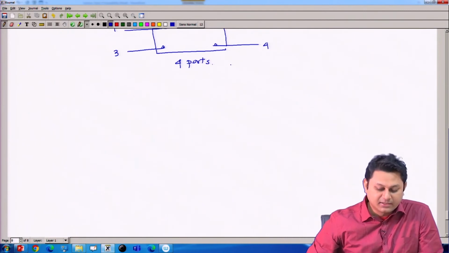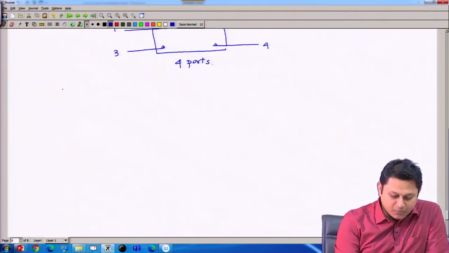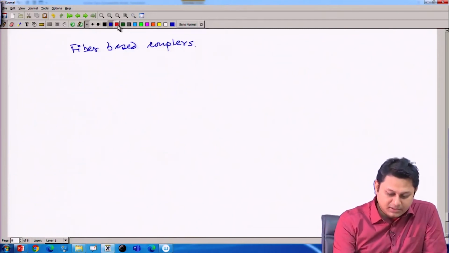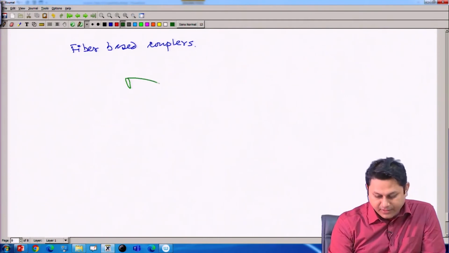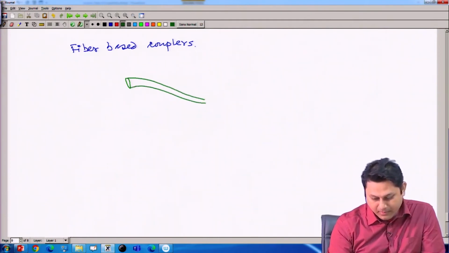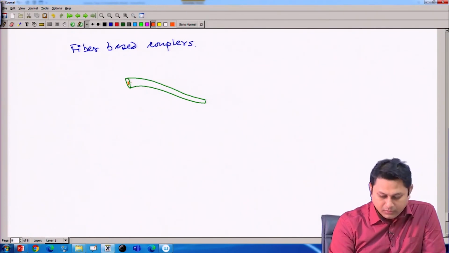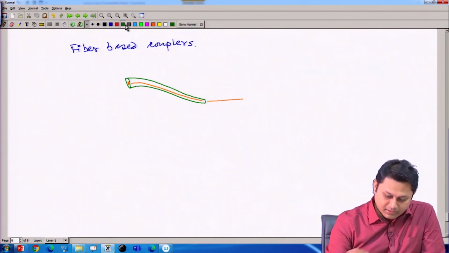So, we are going to understand the basic physics, and what is the mathematics or physics associated with these kinds of operations. Well, normally the most popular one is the fiber based couplers. In the fiber based couplers, let me draw quickly. I have a fiber like this, cut here, and inside that I have a core. So, this is basically the core of the fiber.